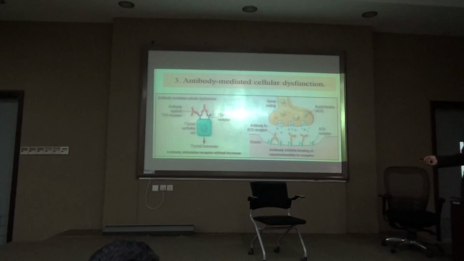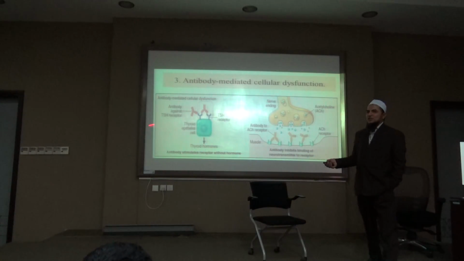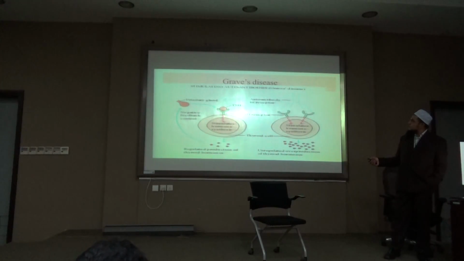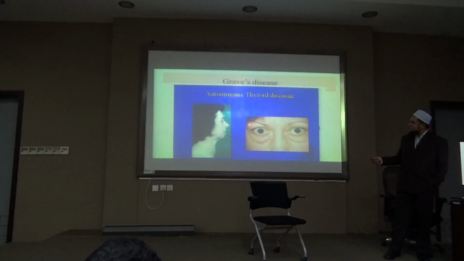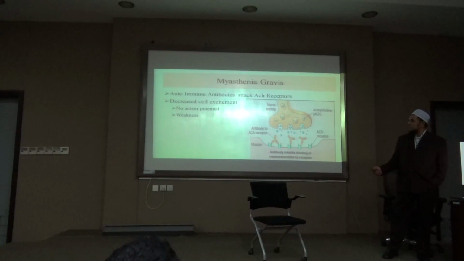Clear? So you can see here, this is the example of the TSH receptor: antibodies against the TSH receptor, and then there will be overproduction of thyroid hormone. And here there is acetylcholine, which has to bind to this receptor, but the antibody comes and attaches to this receptor, and there is decreased activity of the acetylcholine. This situation will lead to Graves' disease, and this situation will lead to myasthenia gravis. So this is Graves' disease, overactivity of the TSH receptor by the antibody, and this is the situation: exophthalmos, autoimmune thyroid disease. This is the same situation, thyroid function. And this is myasthenia gravis.